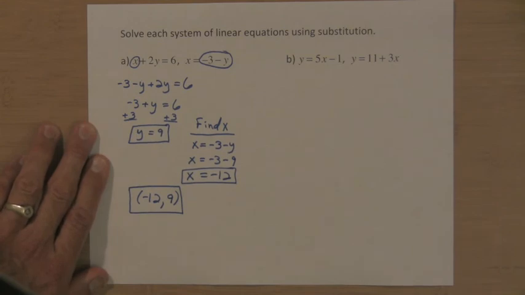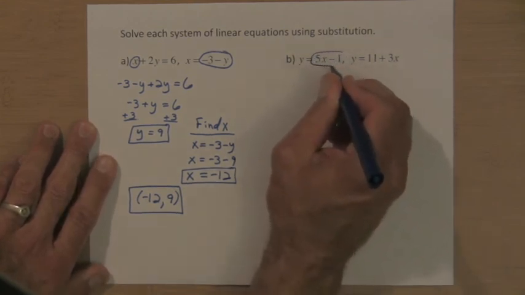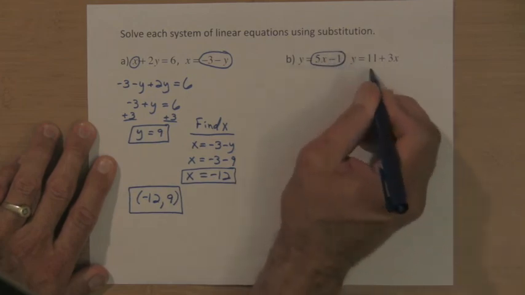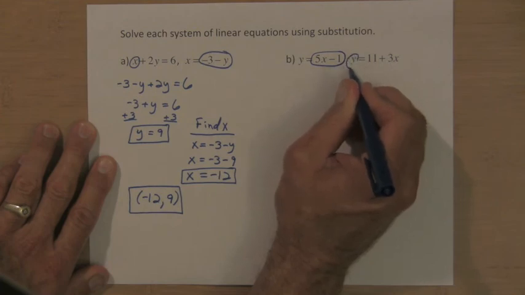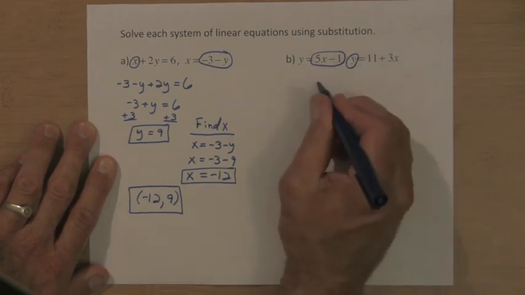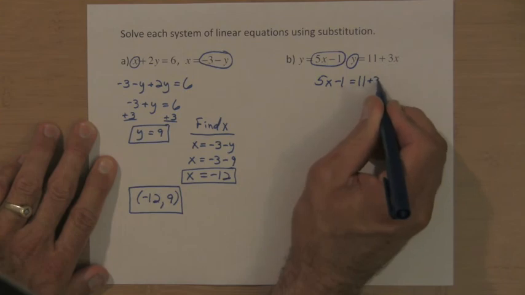Second one, they both say y equals, so I can substitute one into the other. They both tell me what y equals. I'm going to take the first one this time, and this says y equals 5x minus 1, and I'm going to take that value for y, the 5x minus 1, and say, hey, the second equation is going to get that replaced with it. So I'll recopy the second equation, and instead of writing y equals 11 plus 3x, I'm going to write 5x minus 1 equals 11 plus 3x.